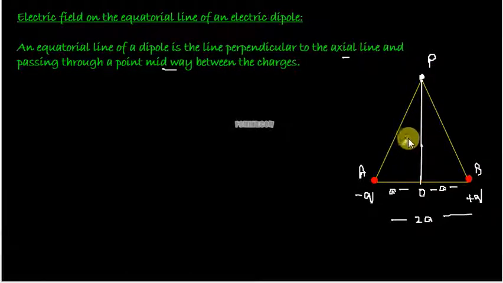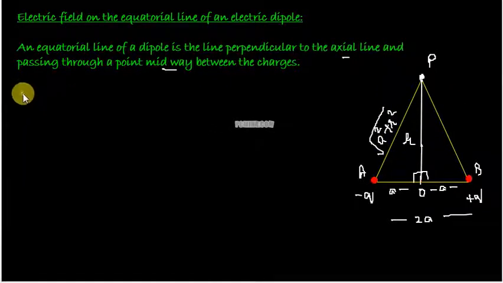So, if we consider r to be the distance of the point P from O, then what is going to be AP and BP? Since it's a right angle triangle, because this is perpendicular, both of them can be found out by the Pythagoras theorem. It will be an isosceles triangle because P is equidistant from both the sides. So, both the sides would be square root of a square plus r square. That's going to be the distance of these points.